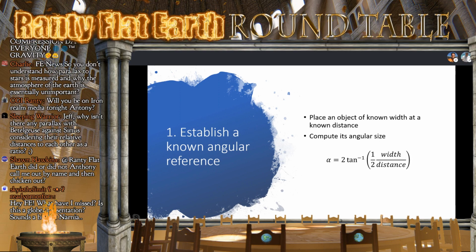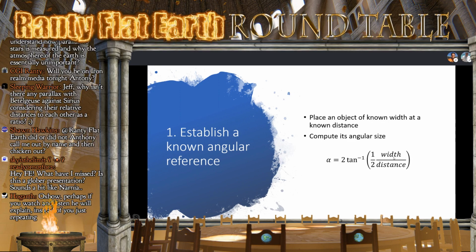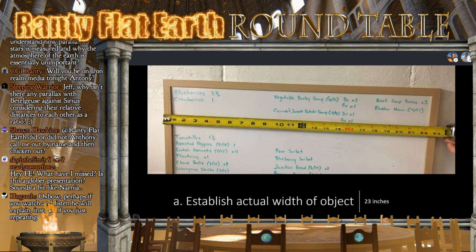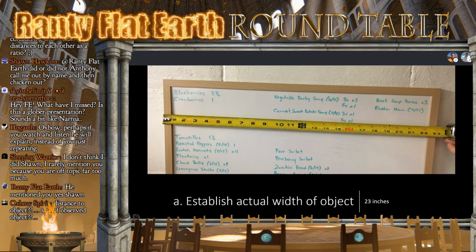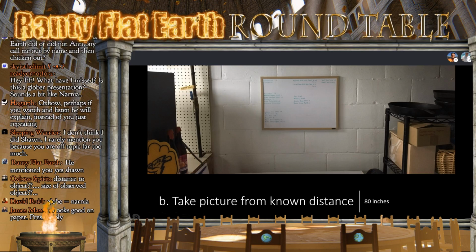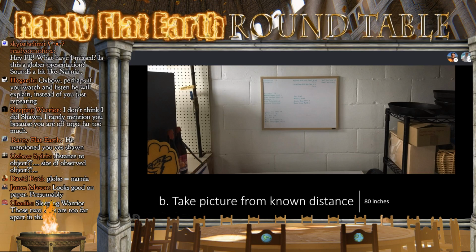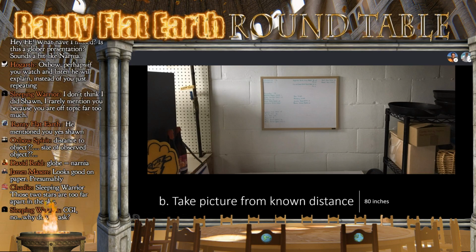I'm sure you've heard Red's rhetoric mention this formula a number of times. The angular size of an object, if you know its width and its distance, is 2 times the arctangent of half the width divided by the distance. So this is a whiteboard that I have in my basement above a chest freezer. It is about 23 inches wide. I'm going to stand at the foot of my basement stairs, which are about 80 inches from the object, and I take a picture.